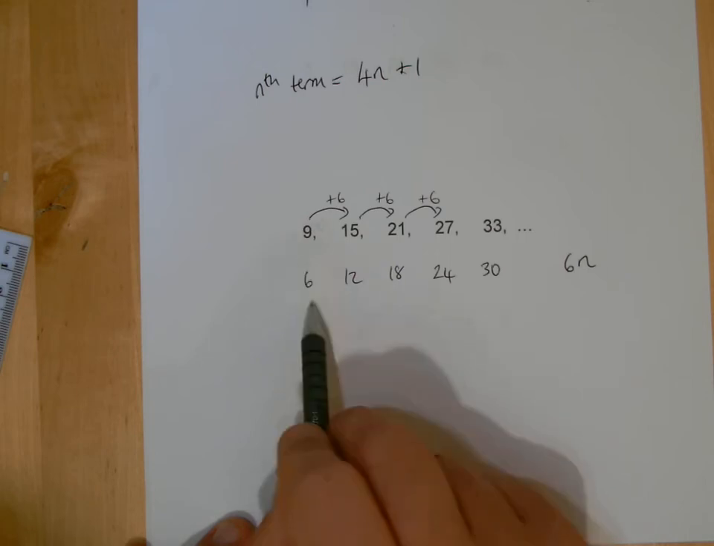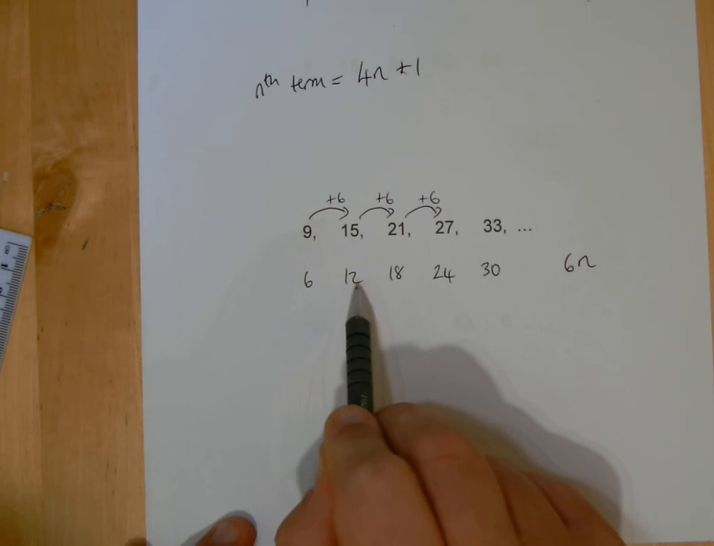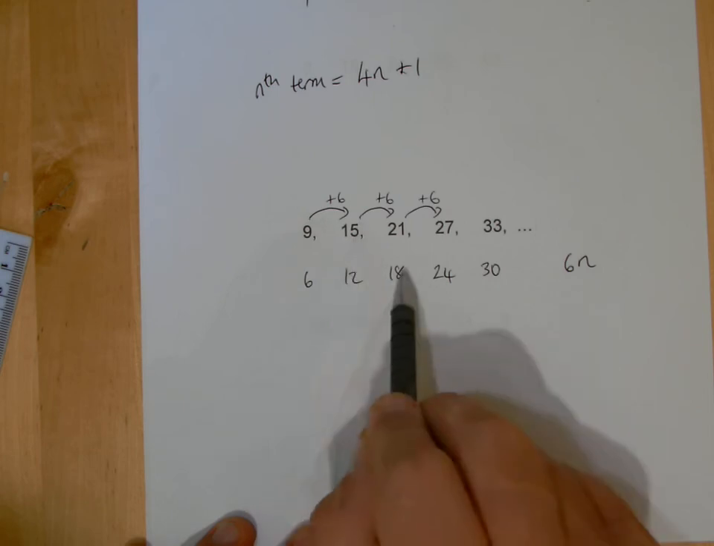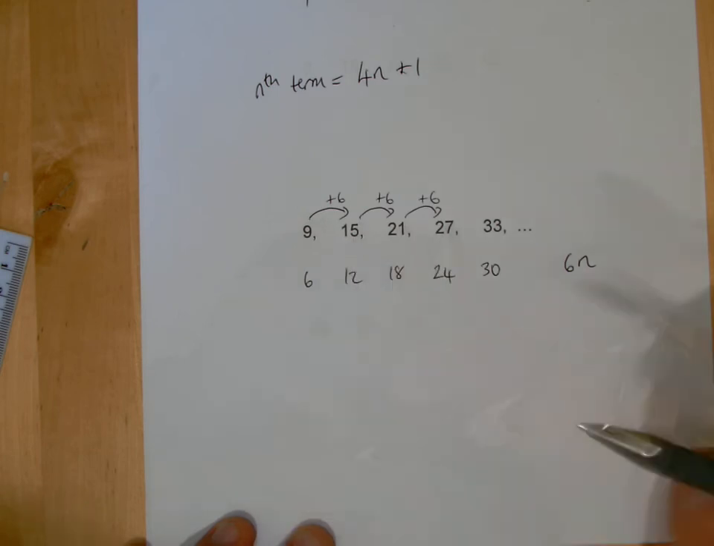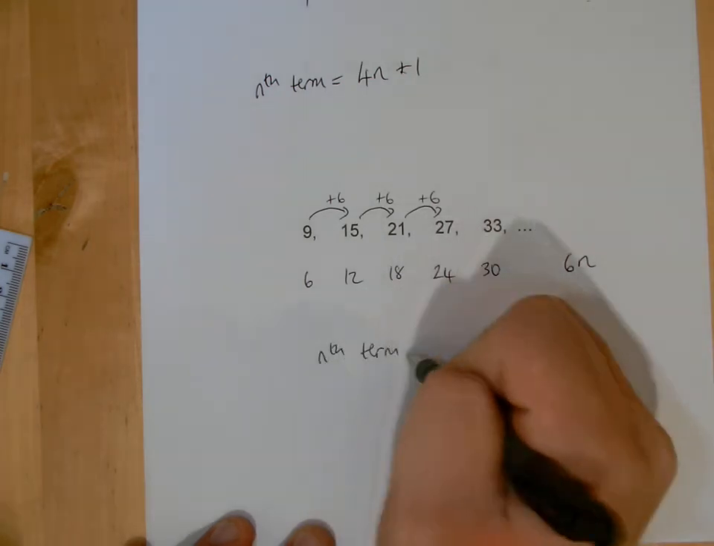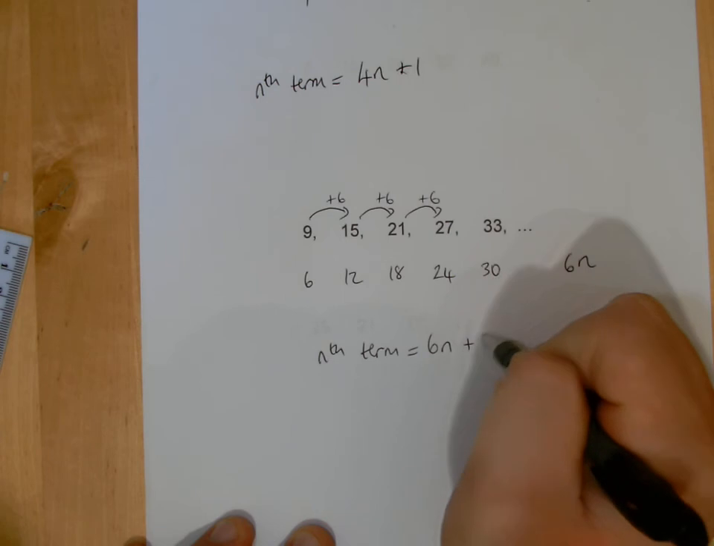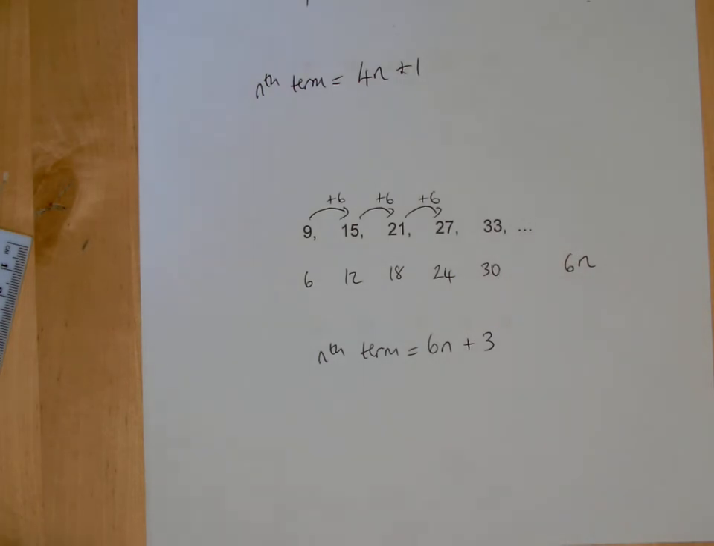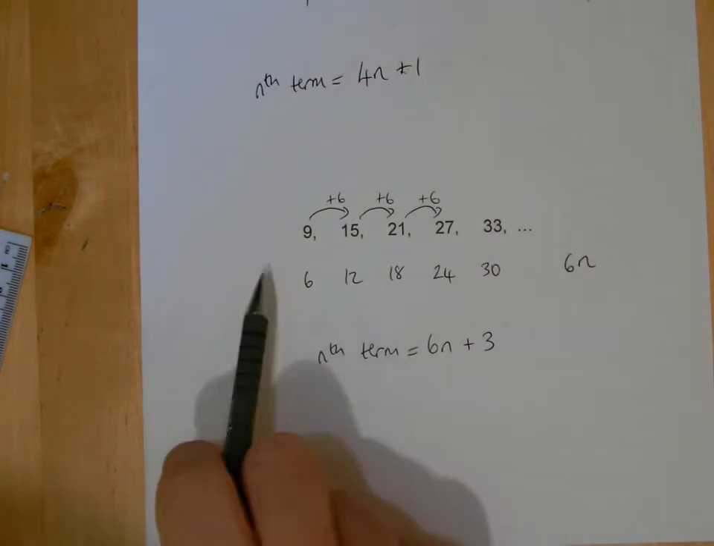I need to add on 3, yeah? And it works. If I add on 3 here, add on 3 here, add on 3, I get it. So my nth term is going to be 6n add on 3, okay? Now let's see if that little trick worked from earlier as well, okay?